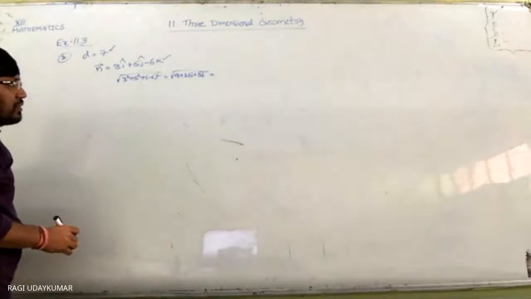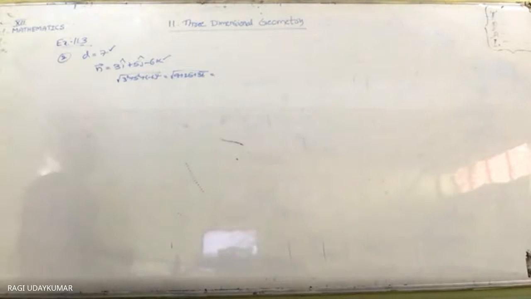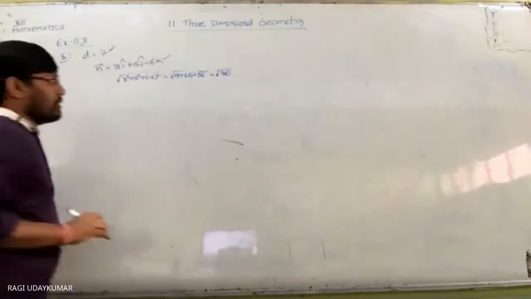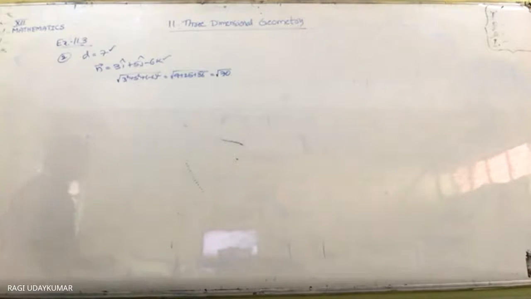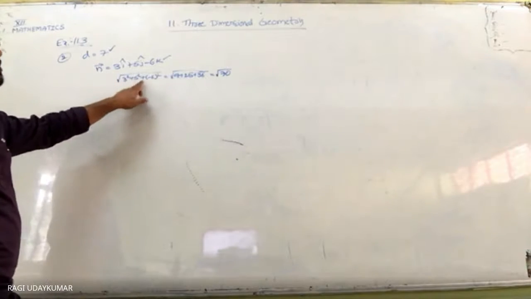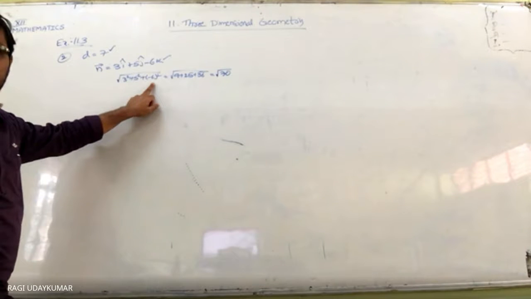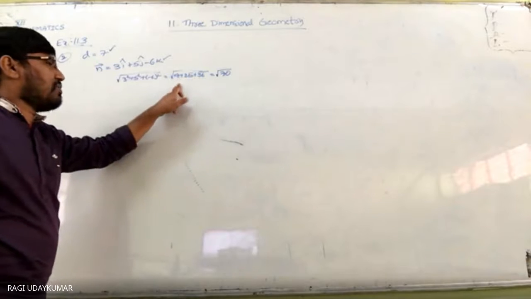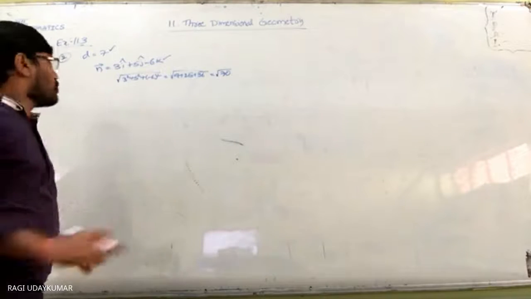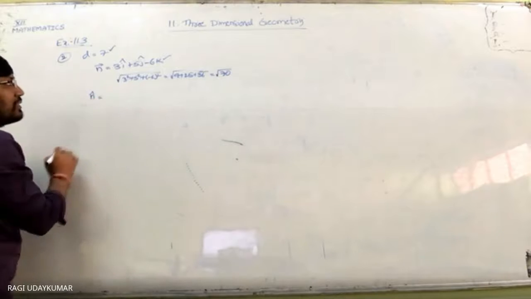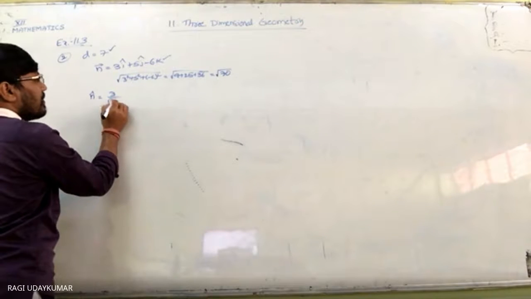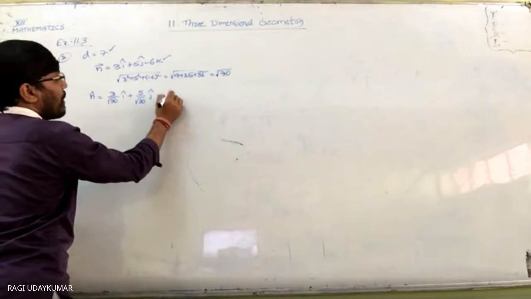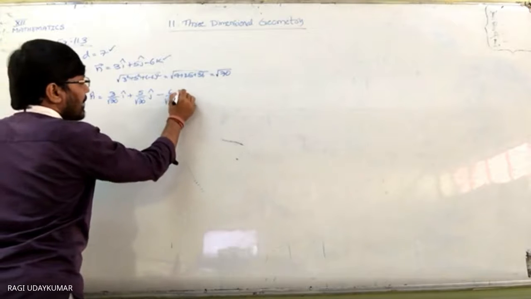45, 50, 70. Under root of 70. So 3 square plus 5 square plus minus 6 square: 9 plus 36 is 45, 50, 70, under root of 70. So now what is n cap? n cap is 3 by under root of 70 i plus 5 by under root of 70 j minus 6 by under root of 70 k.